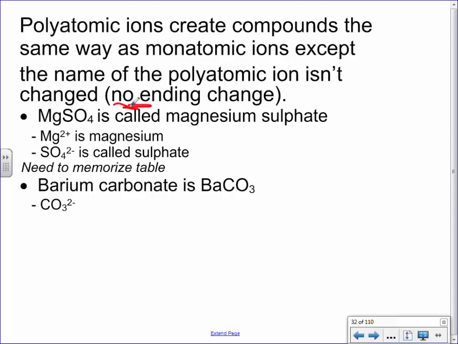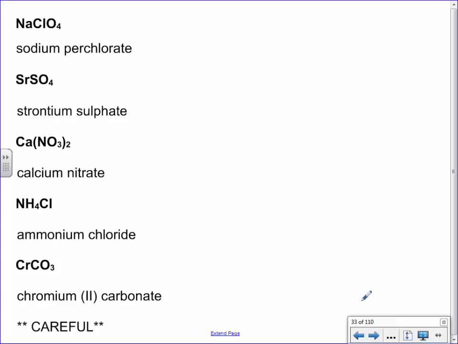Here I just have what I just said verbally. Don't change the ending. Okay, here are some examples. Not that we probably need to go through these in huge depth, but let's talk through some of them here.